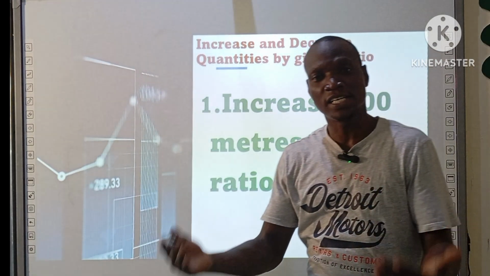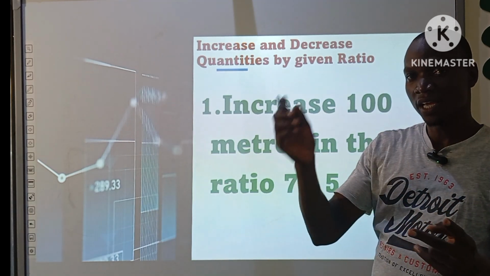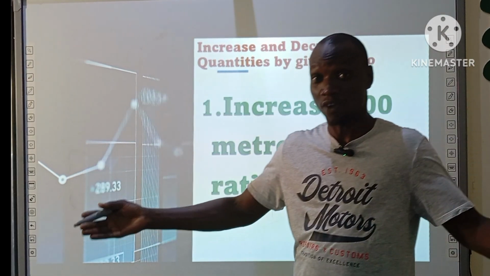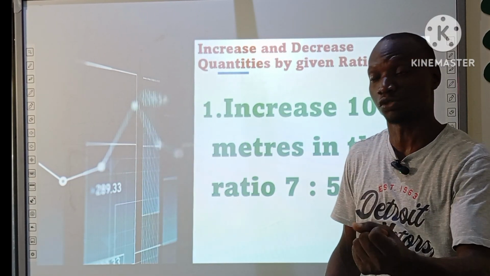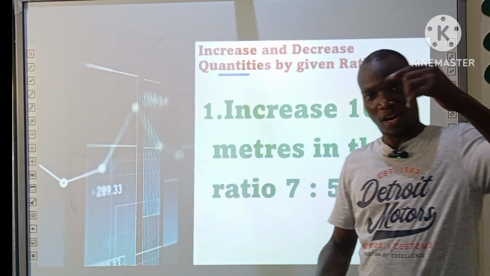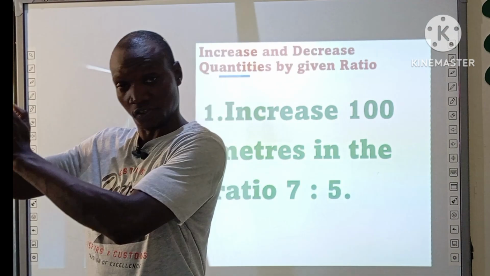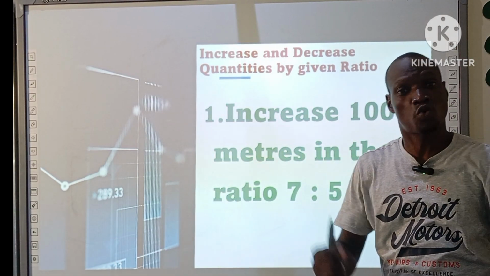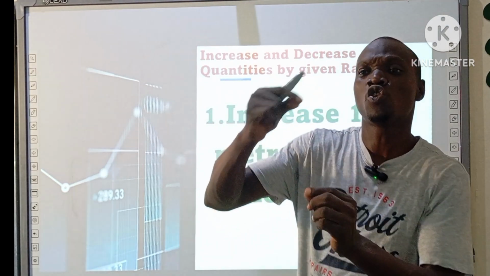Now, when you want to increase a quantity by given ratio, remember ratio are two values. For instance, 3:7 or 1:2. These are ratios. So when you want to increase a given quantity by some ratios, you write the bigger ratio as the numerator and write the smaller ratio as the denominator and use it to multiply the quantity you want to increase.